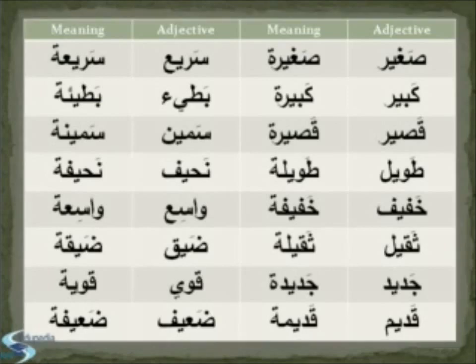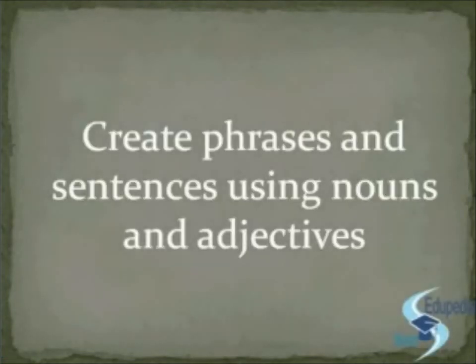So, we have learned the adjectives in the masculine form, and we have learned how to change them into feminine by adding ta marbuta at the end. Now, creating phrases and sentences using nouns and adjectives. Well, when you want to create phrases or sentences using adjectives, you have to take into your consideration two things. The first thing, that the adjective must be in agreement with the noun it modifies in gender and plurality. Second, the adjectives in Arabic come after the noun.